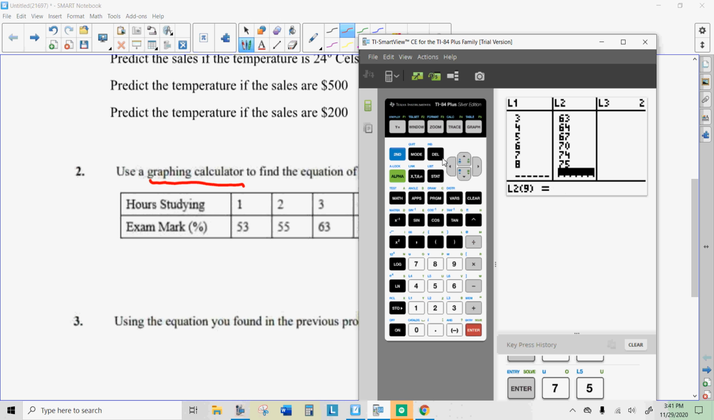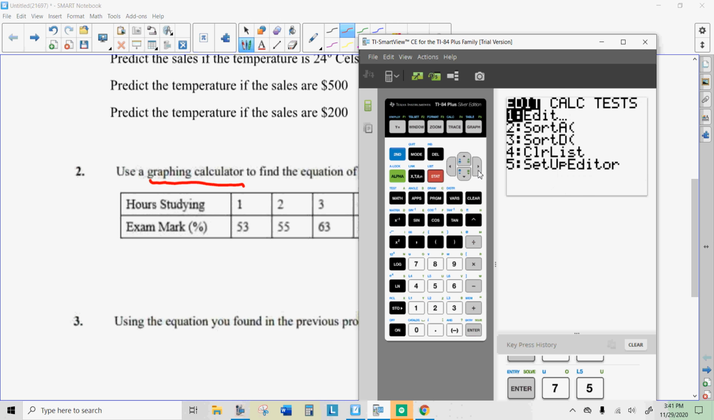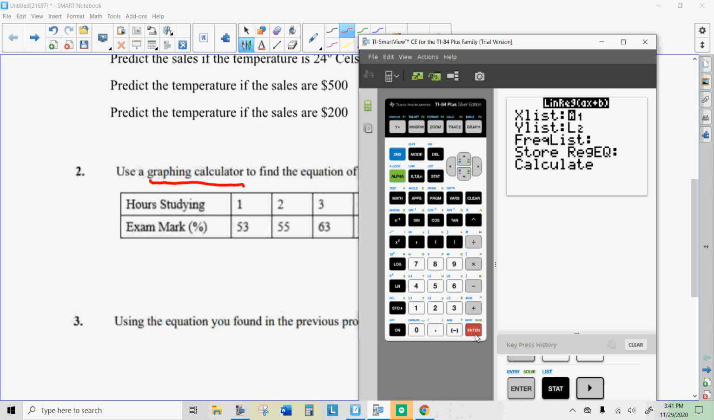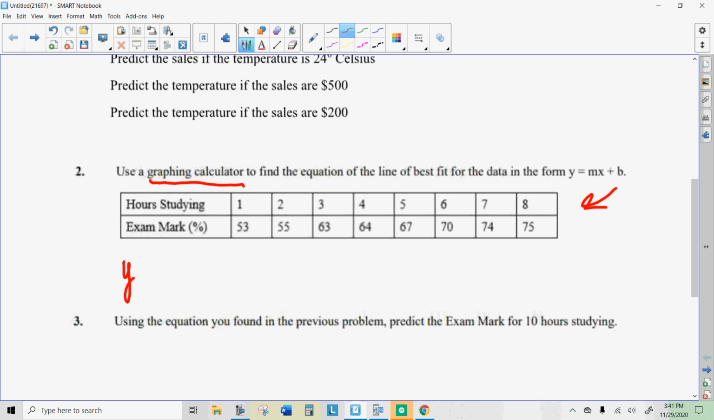To get the equation, we're just going to go stat, then calc, and then it's number 4, linear regression. So our slope is 3.25 and our y-intercept is 50.5. So the equation is y, which is our exam mark, is equal to 3.25 times x plus 50.5.